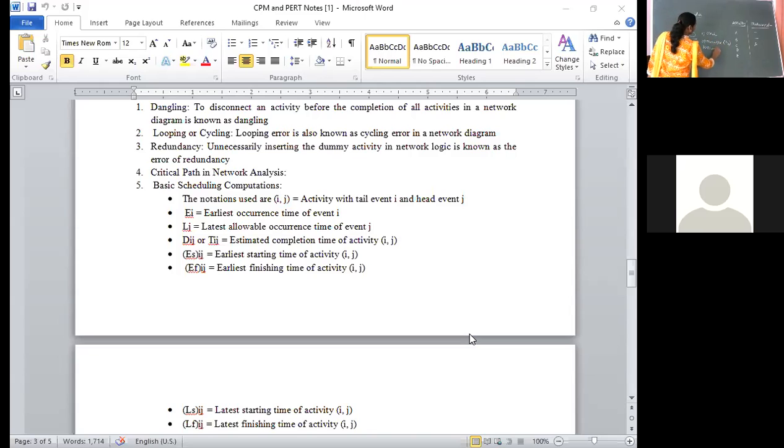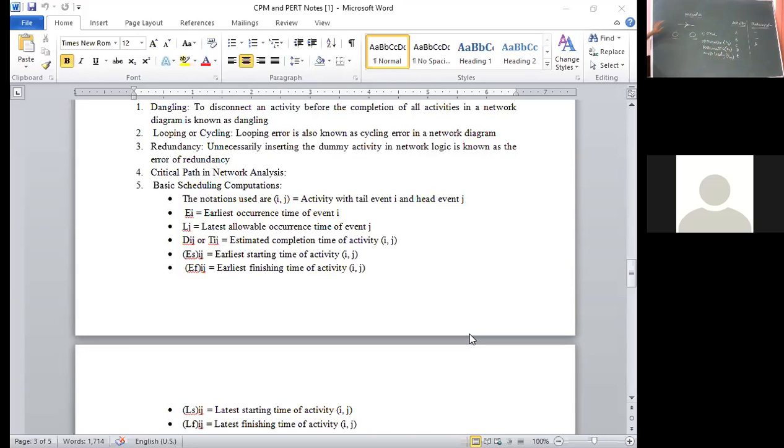Pessimistic time is always represented by TP. Most likely time, that means normal duration, is represented by TM. In some textbooks, it is represented as A, B, and M. One and the same. But we will represent T0, TP, and TM. That is easy. Again, there are 3 estimates based on PERT. First is optimistic time, second is pessimistic time, third is most likely time. CPM is based on only one time estimate, maybe in hours, days or weeks, whatever it is.